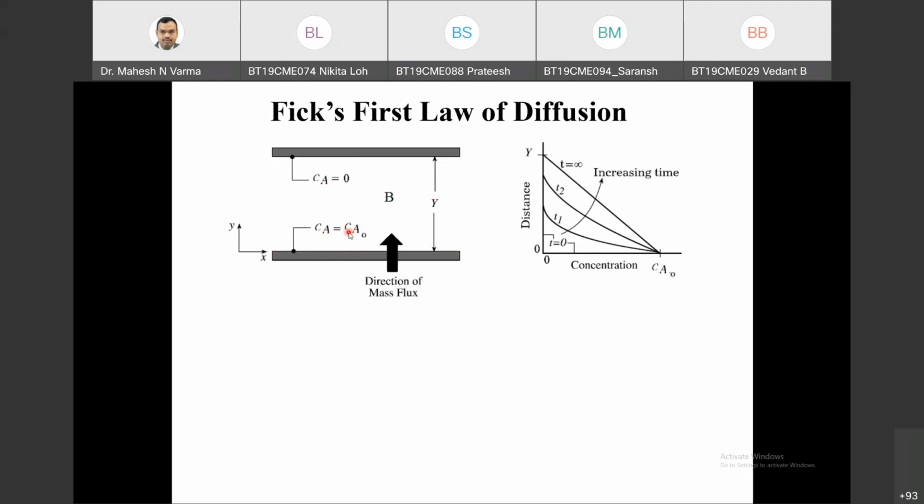How will it be governed? This concentration Ca0 is the concentration here in the first layer of B. This is the concentration of A in a mixture of A and B. Ca0 is the concentration of A at this interface. The interface is the first layer of B and the last layer of the plate. You can say the plate is coated with an infinite amount of A, so A is not depleting on the plate, and B fills the space. So at the interface, the concentration is Ca0.